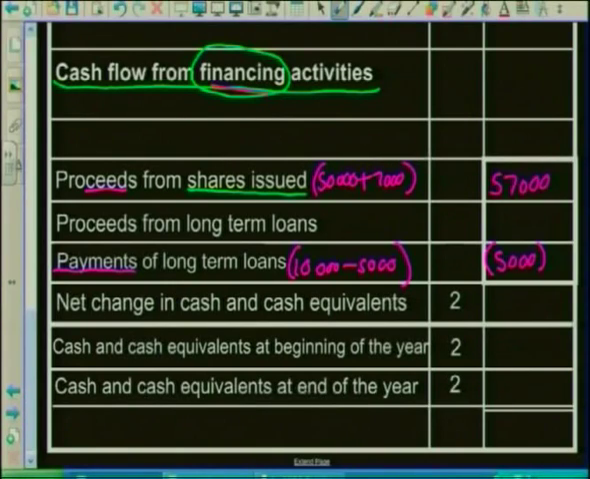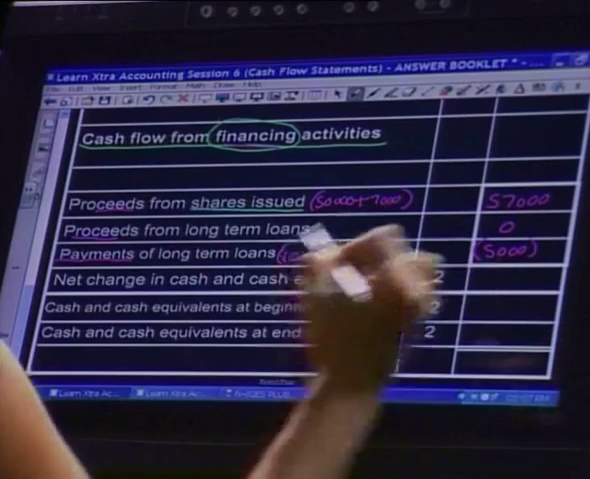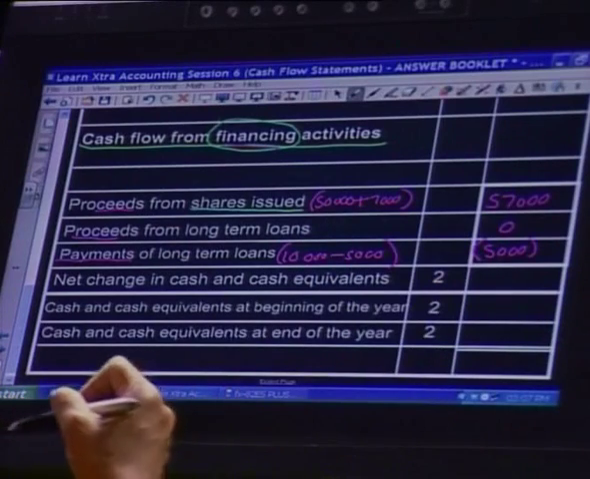Right, the last part to your cash flow from financing activities, proceeds from long-term loan. Did the company increase its loan? No, the company didn't. All the company did for this financial year was pay towards its loan. So there's obviously no proceeds. Proceeds means, did the company take out another loan, an additional loan? So proceeds, we're going to fill in that amount of 0.